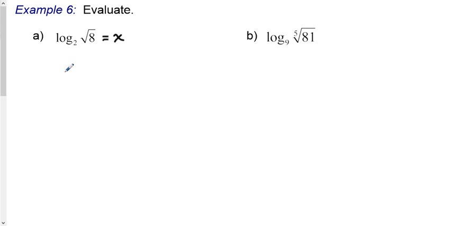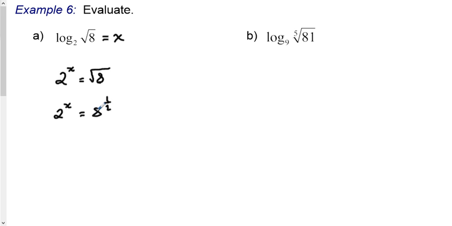I'm going to rewrite it as an exponential. So I'm going to say 2 to the x equals root 8. But with exponentials, we know we don't really use radical signs or root signs. So what I'd like to do is change that square root to an exponent of 1/2.